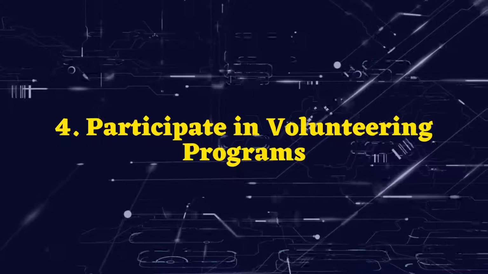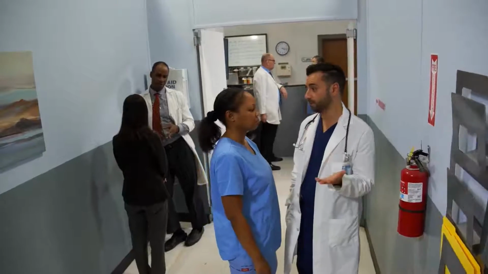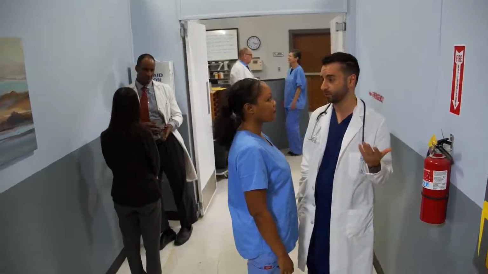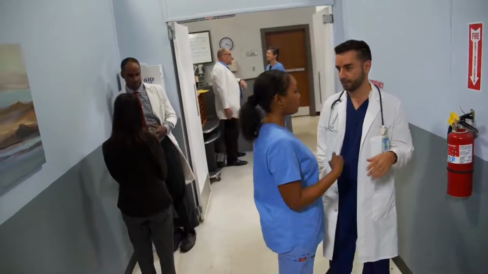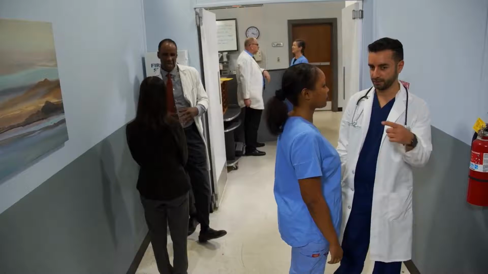Point 4. Participate in volunteering programs. If you are just starting your career path, you can find opportunities for improving your communication skills by participating in volunteering programs. In these programs, you can get a mentor who can teach you both oral and written communication skills. It is also a great opportunity to grow your network and find connections that you can use to get a job or advance in your career.